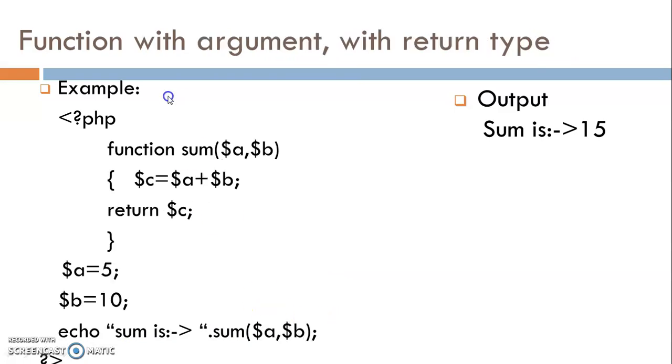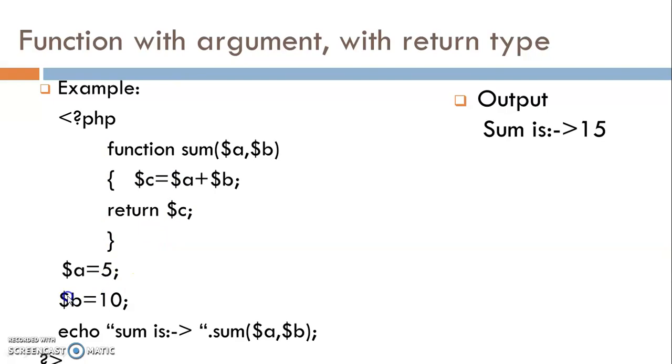Now fourth is function with argument with return type. That means whenever we call the function, we pass the argument with it, and then the function performs some work, and after that it returns a value. Now here I declare one function sum, the argument is received by variables a and b, then a processing statement inside the function, and then a return statement. Okay, this is the code for function sum.